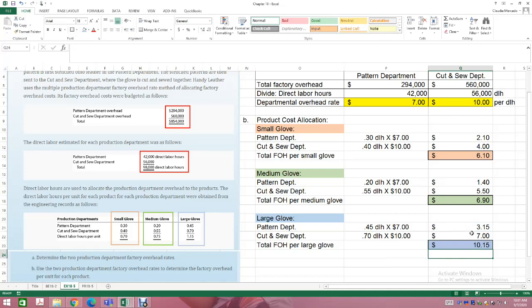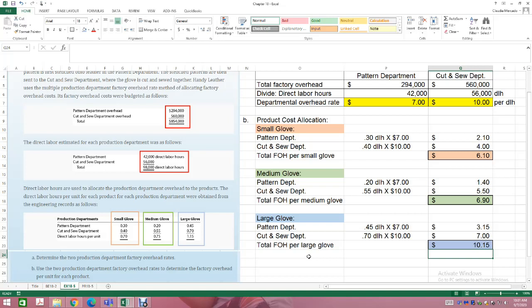So now we know how much factory overhead we are going to allocate per small glove, medium glove, and large glove. For every small glove that we manufacture, we're going to allocate $6.10 of factory overhead. For every medium glove, $6.90. And for every large glove, $10.15. So that is the calculations for exercise 18.5. Not difficult. It's just a matter of identifying what information you're going to use where.